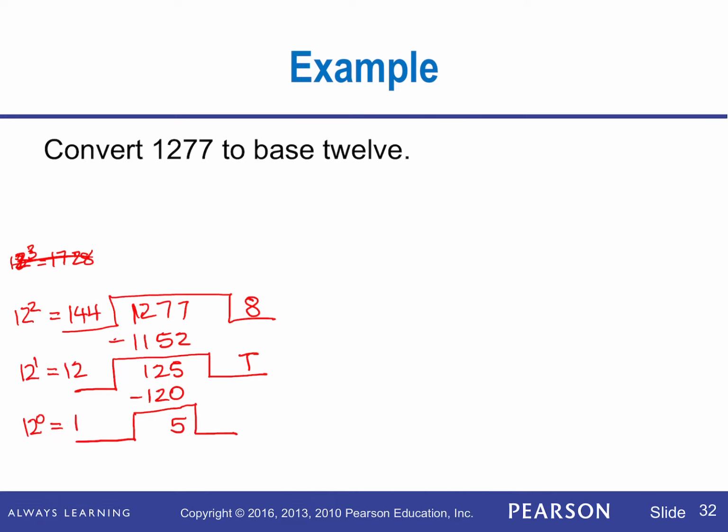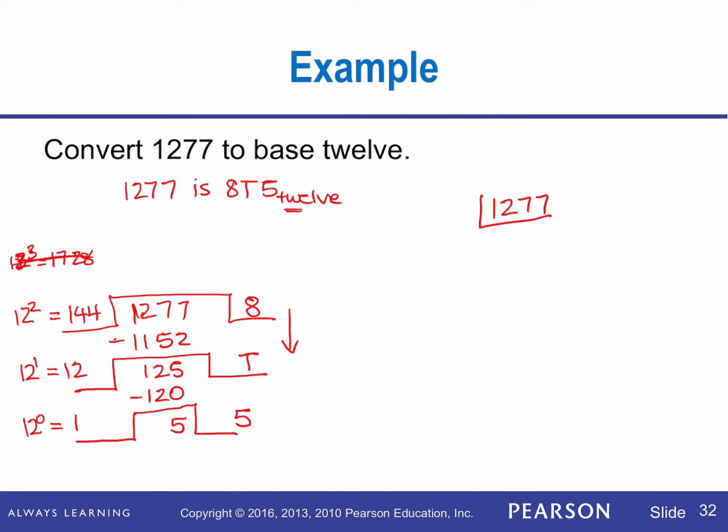And now I'm looking at 1. I want to know how many times does 1 go into 5? 1 goes into 5 5 times. And remember, we read this down. So I have 1277 is 8T5 base 12. Make sure you put that subscript down there so we know that you're working in a different base. Now you could use the other method too, so let's just run through that quickly.